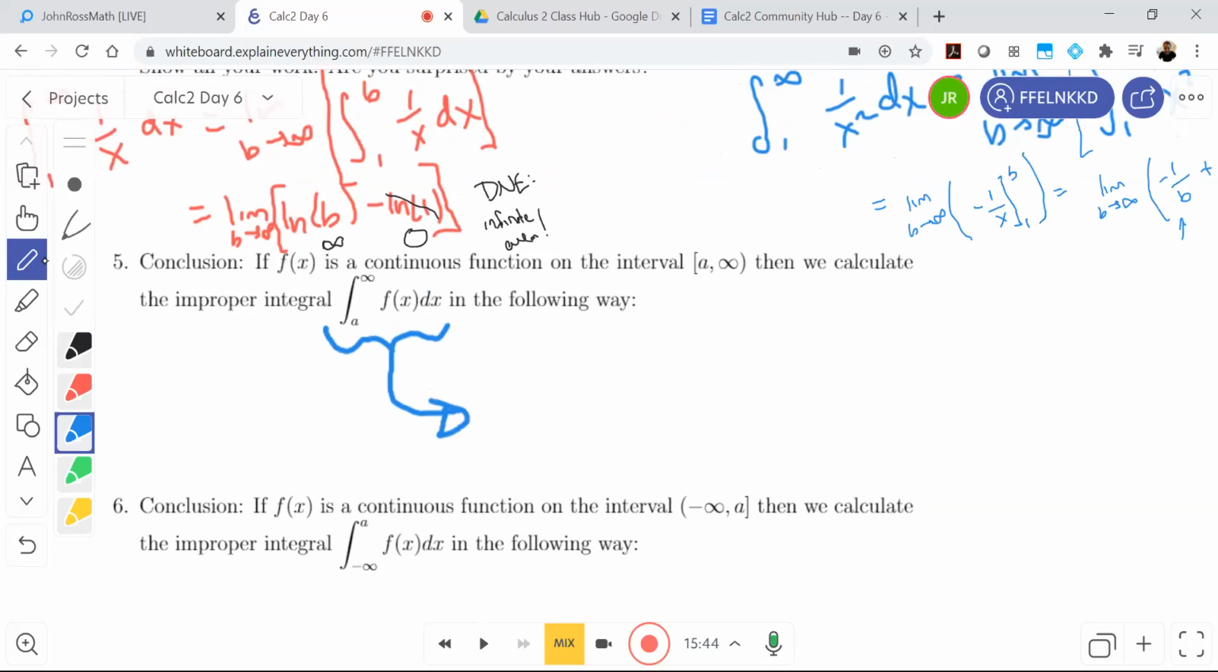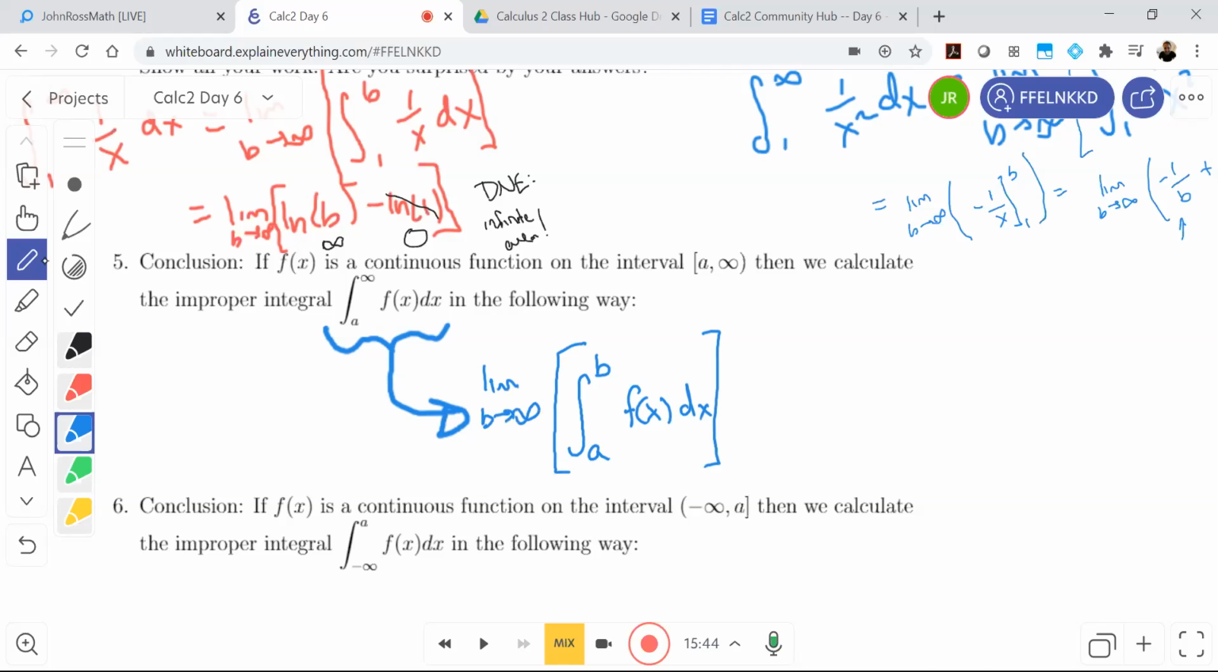We could instead define this as a definite integral, so from a to b of f of x. This is a fine integral. This is a proper integral and something that we know how to compute. And then once we've computed that, we would take a limit as b goes to infinity.